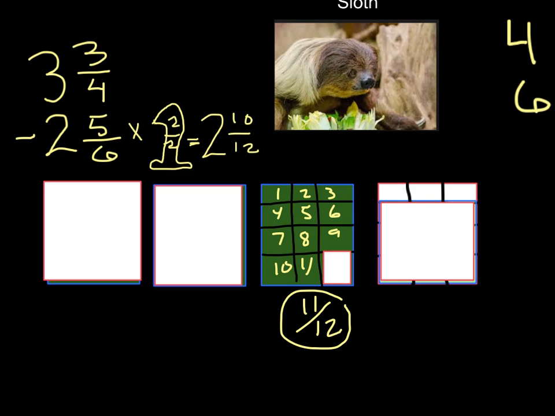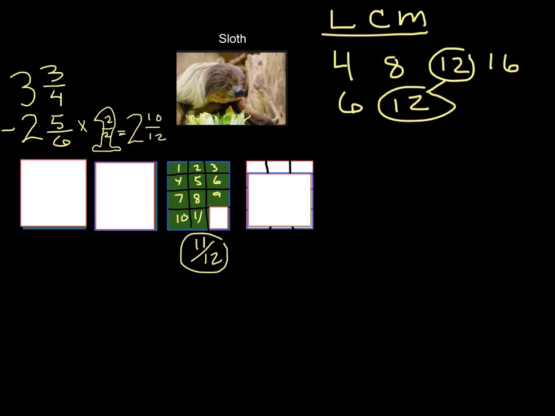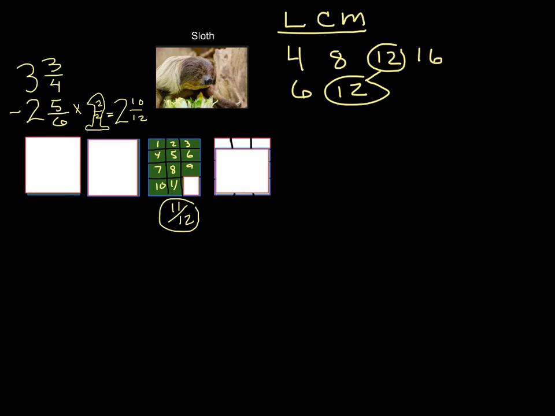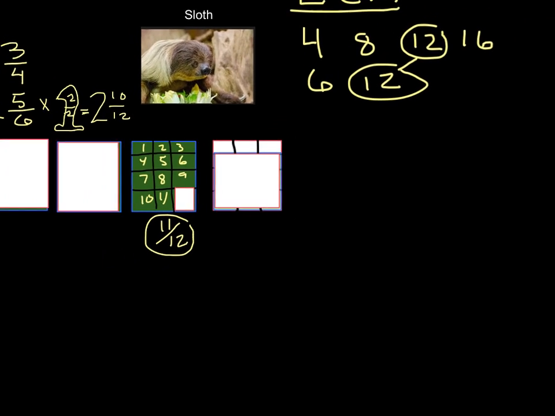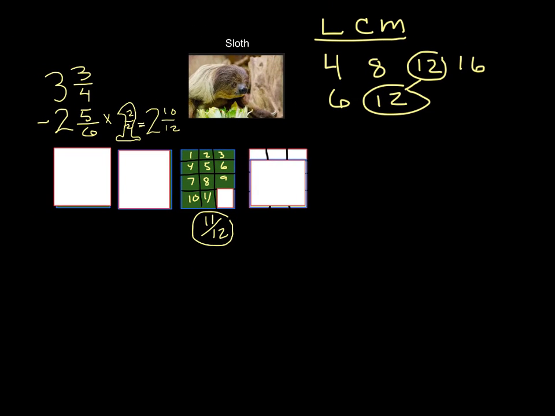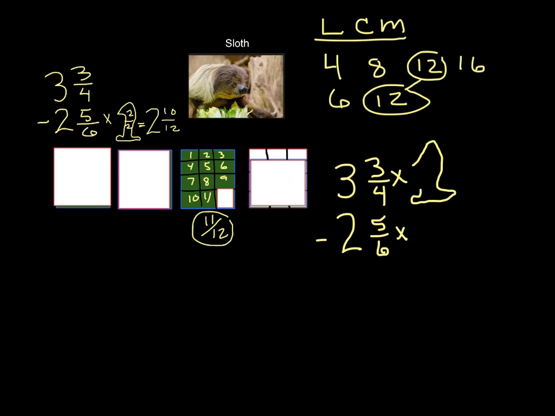So let's go ahead and look at the algorithm and see how the algorithm works. And we'll do that right here. I'm going to rewrite this whole thing here. The 3 3/4, and I'm subtracting the 2 and 5/6. And now I'm going to multiply both of these by the giant 1, right? So now, that's an ugly one, but you get the idea, right?